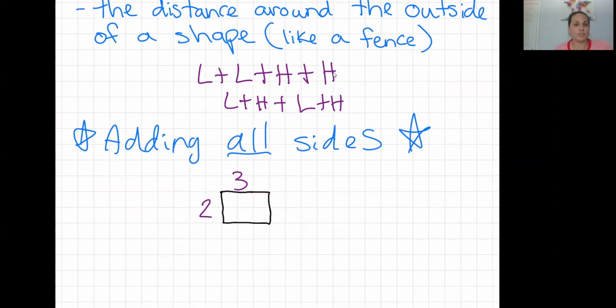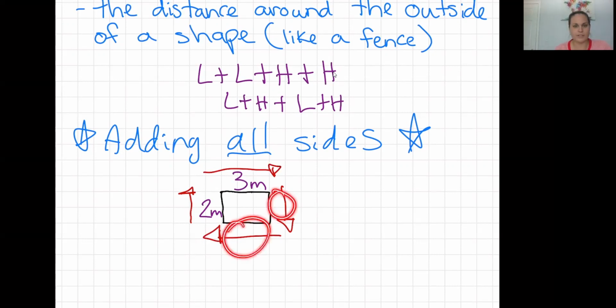And depending on what you're using to measure with, that will determine what your units are. So for pretend, maybe we're measuring meters here. So we put our M for meters. So when you're measuring the perimeter of a shape, you're measuring the outside distance. So I'm measuring this side plus this side plus this side plus this side. Okay, now you might be thinking, but wait, Ms. Mazzola, we don't have a number here or here.